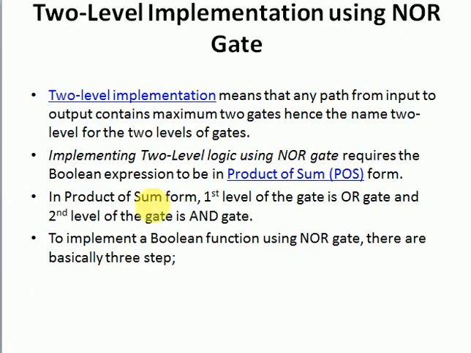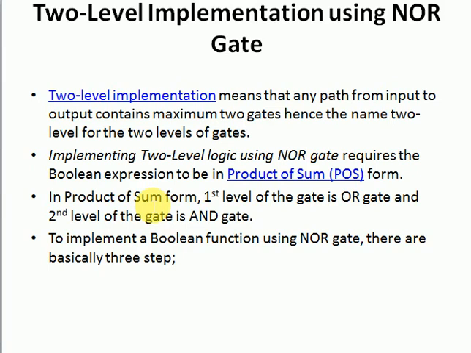So now we will see how the two-level implementation using the NOR gate will occur. Two-level implementation means that any path from input to output contains a maximum of 2 gates, hence the name two-level for the two levels of gates. Implementing two-level logic using NOR gates requires the Boolean expression in the form of POS, product of sums. So the Boolean expression must be in the form of product of sum.